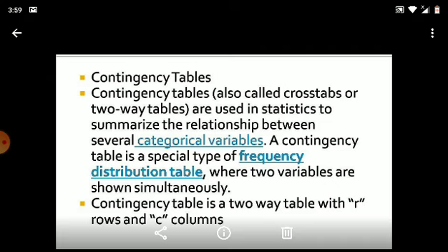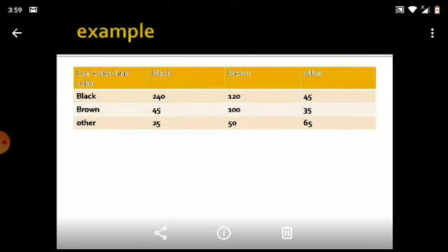A contingency table is a special type of frequency distribution in which there are two variables which are shown simultaneously. A contingency table is a grid style table with R rows and C columns. This is a two-way table. So have a look at the contingency table. Here is an example showing two attributes, eye color and hair color, row wise and column wise.